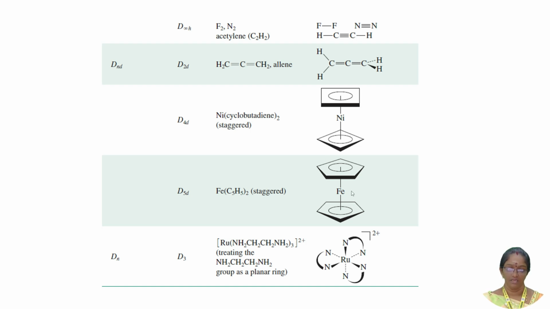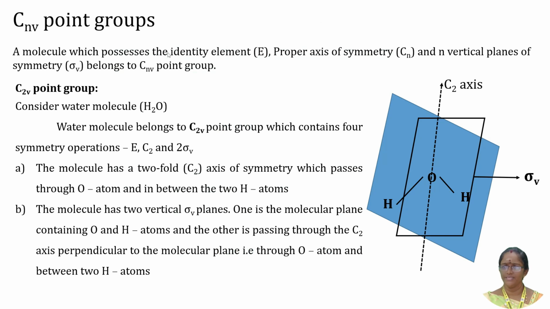Now let us see the Cnv point group elaborately. A molecule which possesses the identity element, a proper axis of symmetry, and n vertical planes of symmetry belongs to the Cnv point group. For example, the C2v point group: the water molecule, H2O, which possesses C2v point group, will have 4 symmetry operations, E, C2 and 2 sigma v.